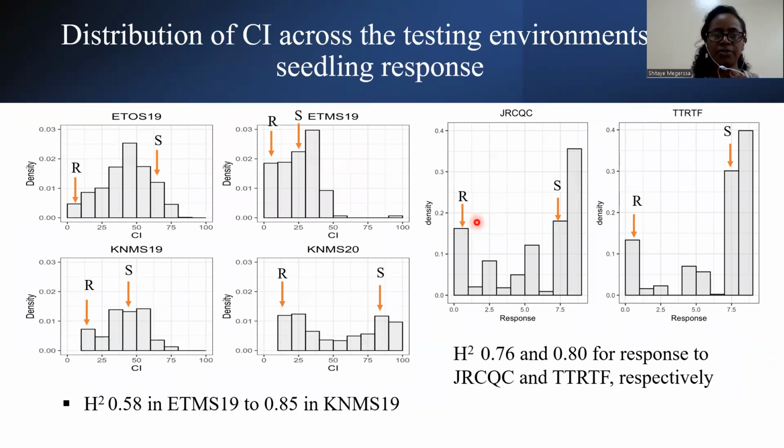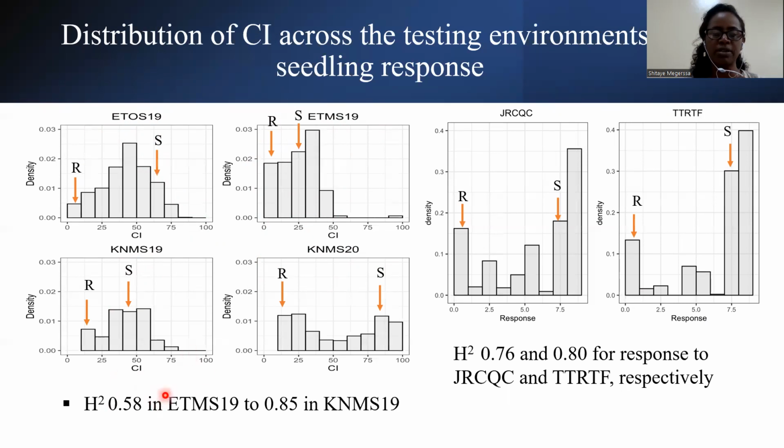These graphs indicate the distribution of the coefficient of infection in the field, and of the linearized scale for the seedling response of the recombinant inbred lines. This slide looks a little bit busy. As we see here, the distribution in ET off-season 19 was normal, the one in ET main season 19 was skewed toward the resistance score, in Kenya main season 19 it was normal, and in Kenya main season 20 it looks bimodal. This difference in the distribution may indicate variation in race composition across the different environments and seasons.